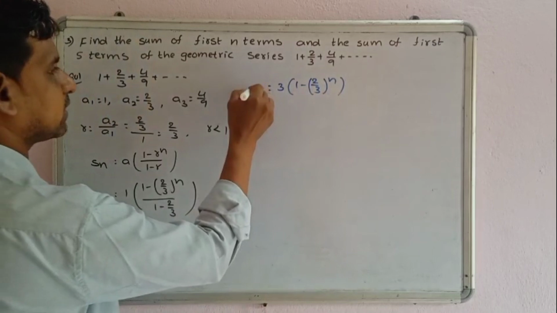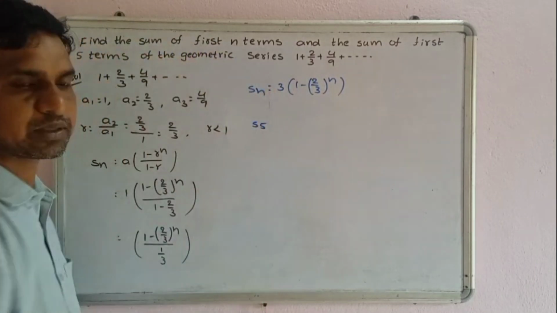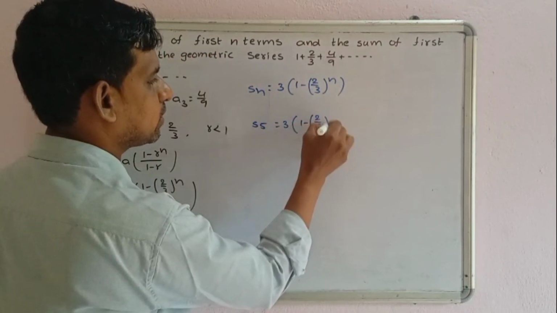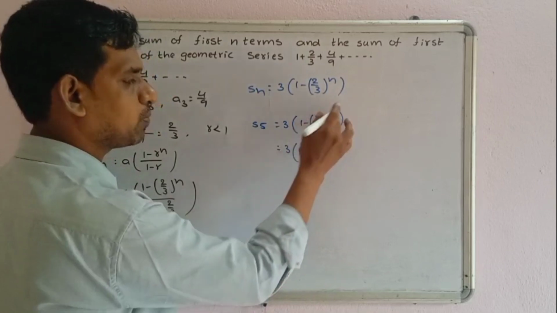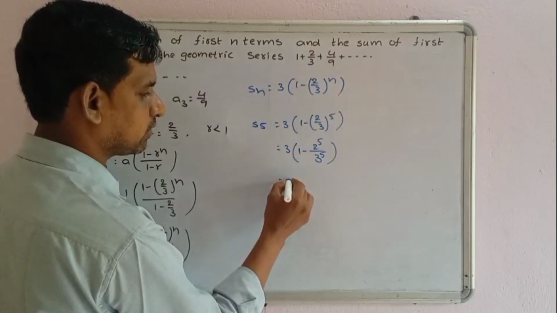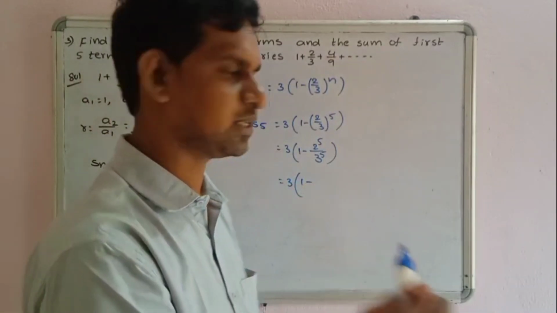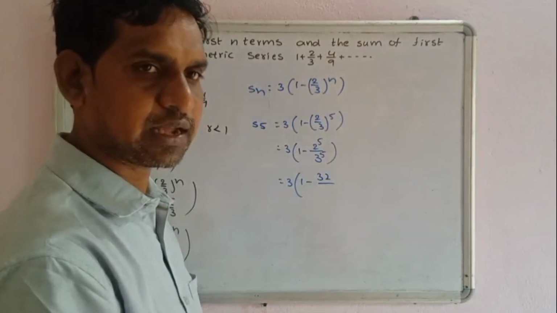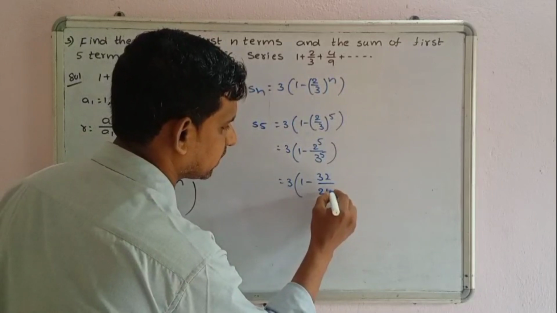This is Sn. Now we will find sum of first 5 terms. Now we will find S5. So 3 times 1 minus 2 by 3 whole power 5. Okay, that equals to 3 into 1 minus 2 power 5 by 3 power 5. That equals to 3 into 1 minus 2 power 5 value, how much? 2 2 is 4, 4 2 is 8, 8 2 is 16, 16 2 is 32 by 3 power 5. 3 3 is 9, 9 3 is 27, 27 3 is 81, 81 3 is 243.